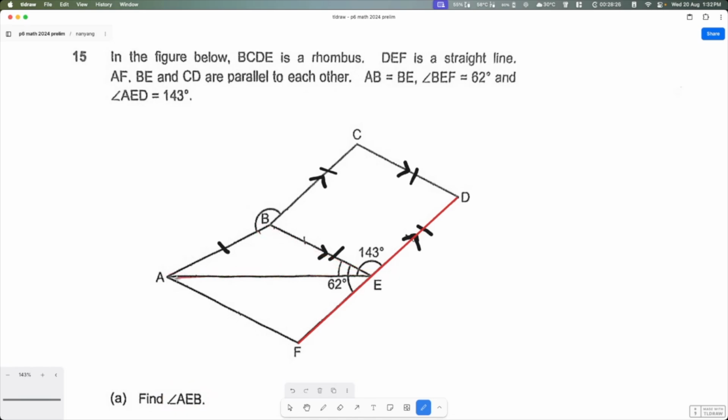So in this case, what we can do is that we know that AEB, I'm looking at BEF is 62 degrees, and then ABE is 143. Since this is a straight line, we can have 180 minus 143, and we will get this small little angle, and then we just minus 62 with this small little angle to get what we want over here.